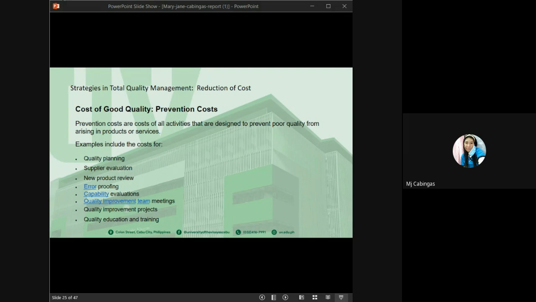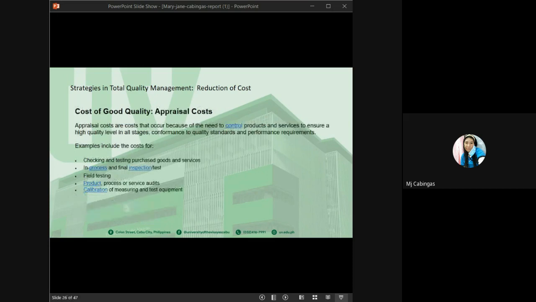Dayon, cost of good quality. Cost of good quality is the prevention cost. So the prevention costs are costs of all activities that are designed to prevent poor quality from arising in products or services. So, ang examples ani kay ang katong quality planning, of course supplier evaluation, new product review, quality improvement meetings, quality improvement projects, quality education, and training.